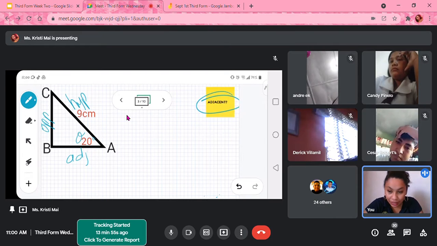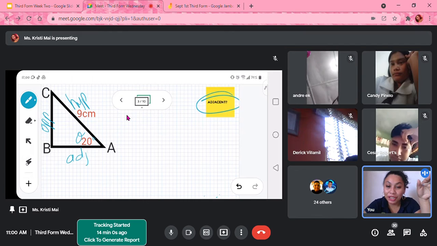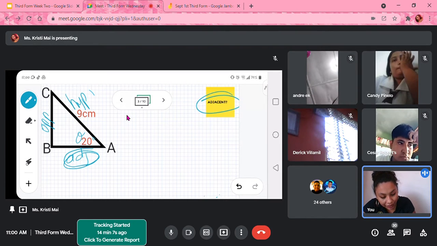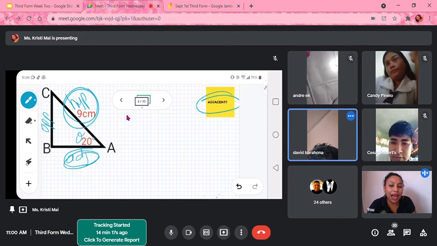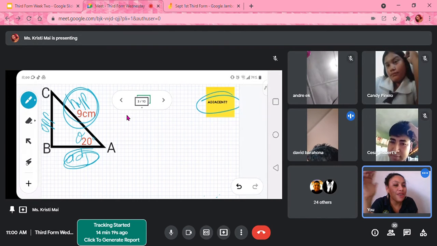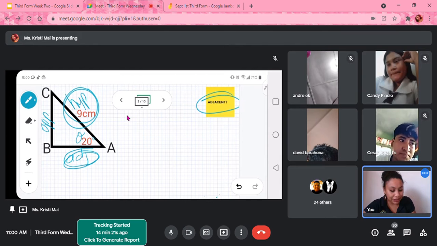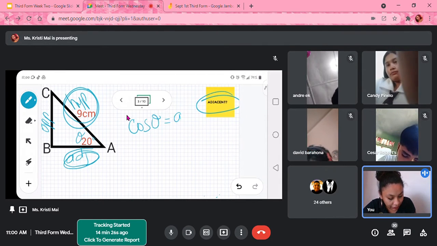So, as I was saying, theta is going to be 20 degrees, hypotenuse is 9 centimeters, and we're looking for the adjacent. So I need a formula that has adjacent and hypotenuse, because that's the only thing they give me. I don't want to use adjacent and opposite because I don't know either of those. What formula has adjacent and hypotenuse? Cosine. Very good. So cosine of theta is equal to adjacent over the hypotenuse.